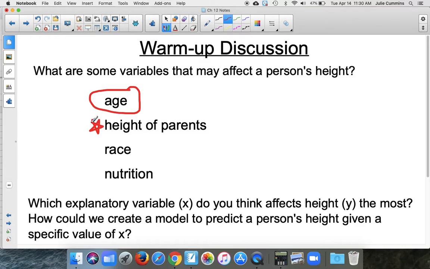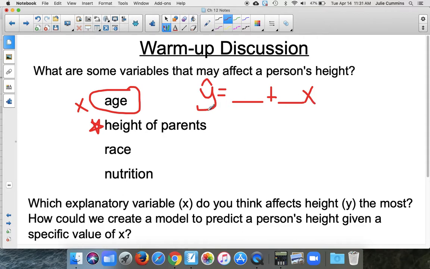Now, what we did the last several sections is we wrote regression equations. Okay, so we wanted to predict someone's height, y hat, based on their age, and we would make this our x value. Okay, and then we would have some sort of equation with a y-intercept and a slope, and it would predict it. But what if we want to create an equation that takes all of these things into consideration? Not just age, not just height of parents, but race, nutrition, maybe some other factors that we didn't think about.